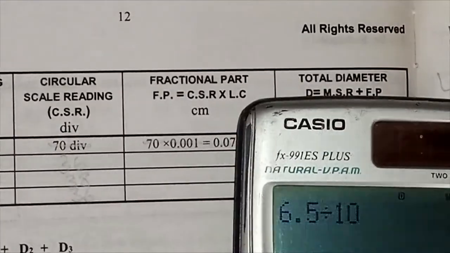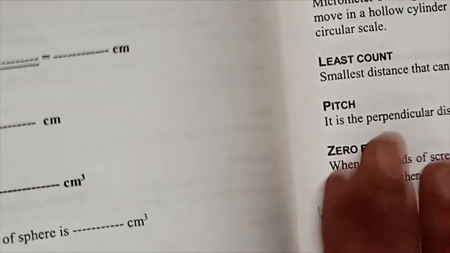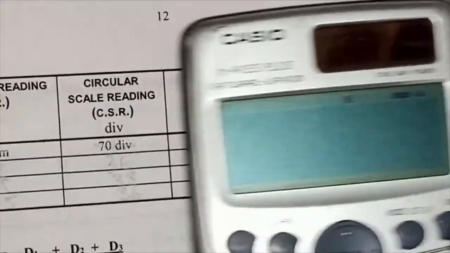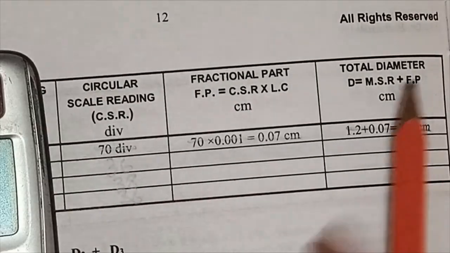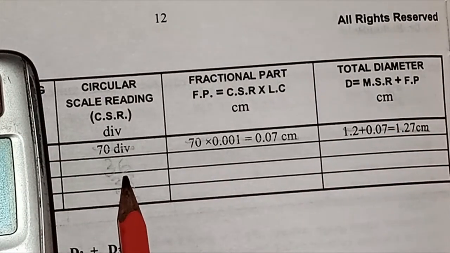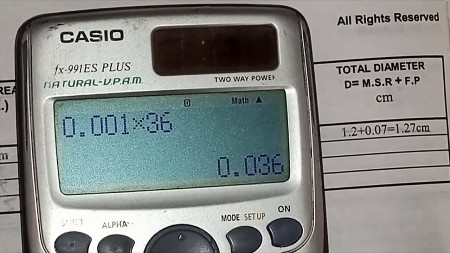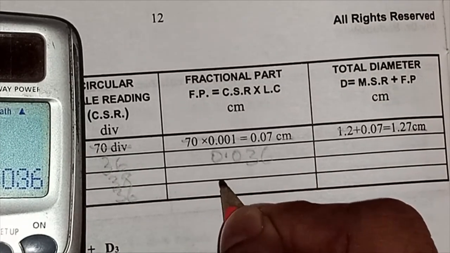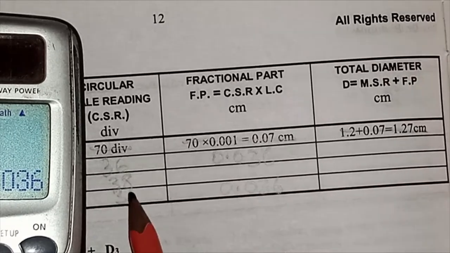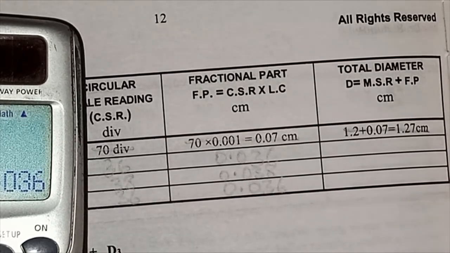So look here, what will be our least count? This is our least count in centimeter, 0.001 centimeter. So we will take 0.001 centimeter multiplied by our CSR. Our CSR is 36. So the answer is 0.036. And for 38, the answer will be 0.038. You can also calculate it for your understanding.